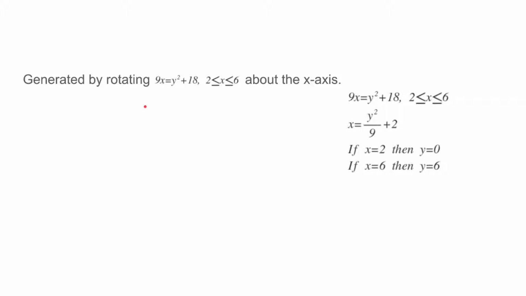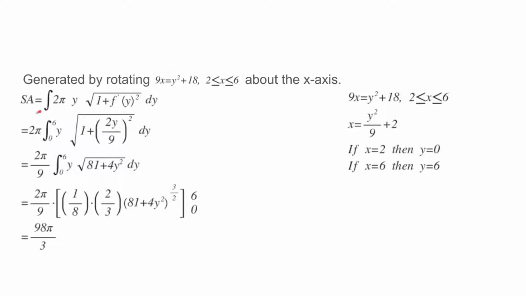Next, we write down the formula for surface area, which is the integral of 2 pi times y times the square root of 1 plus the derivative of f of y, squared, dy. And put our numbers in the formula. The formula becomes 2 pi integral 0 to 6 of y times the square root of 1 plus 2y over 9, squared, dy. And when we solve the formula, we can get our answer, which is 98 pi over 3.